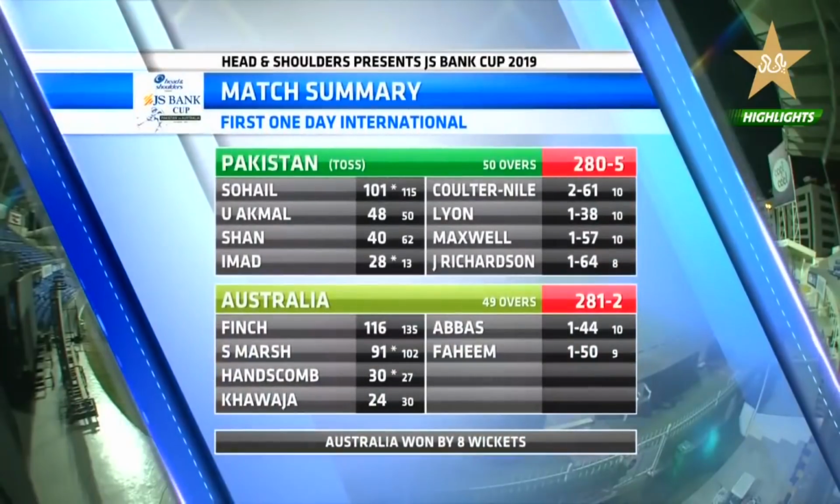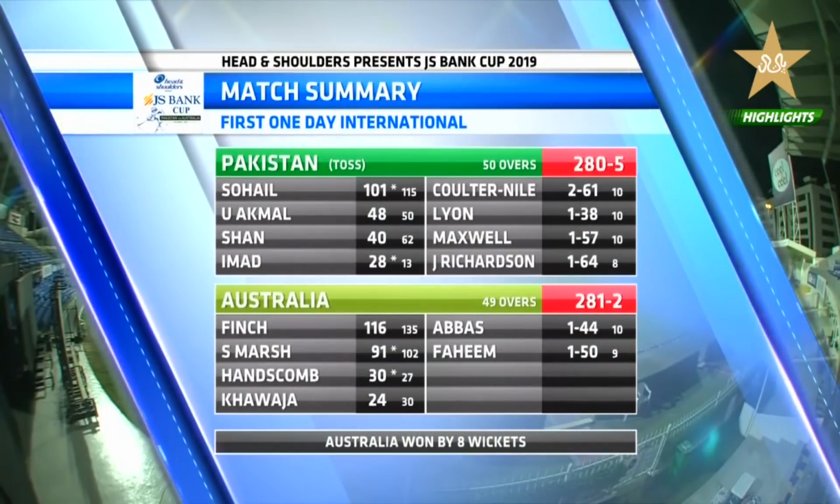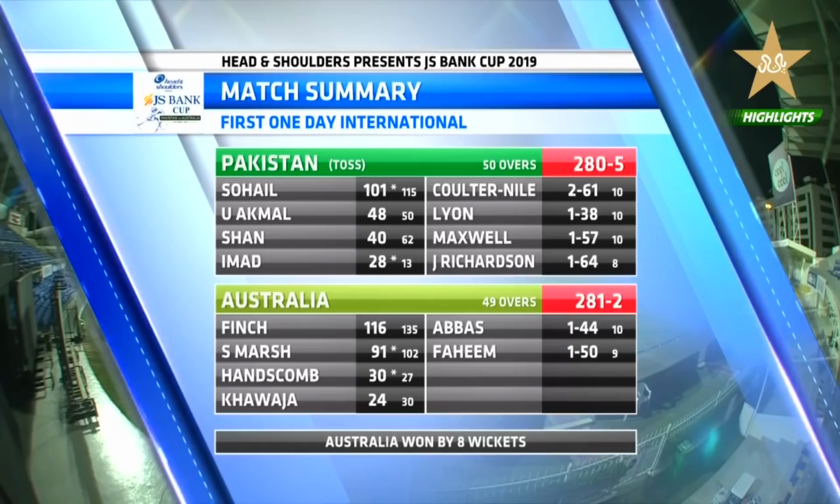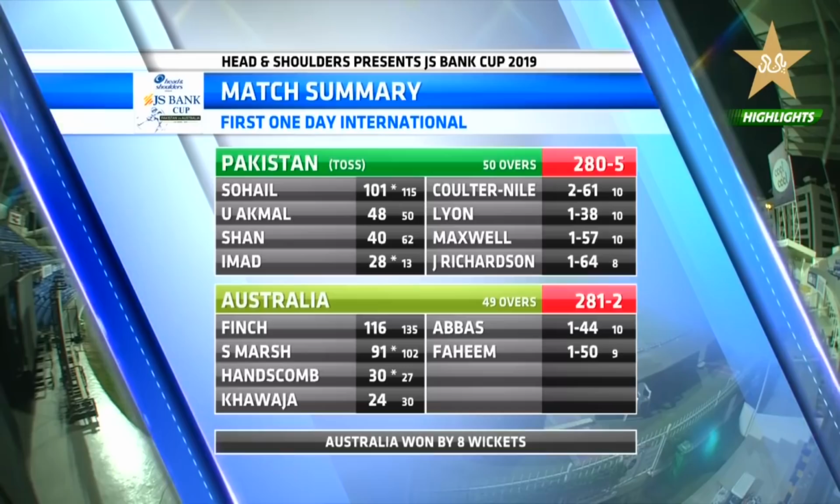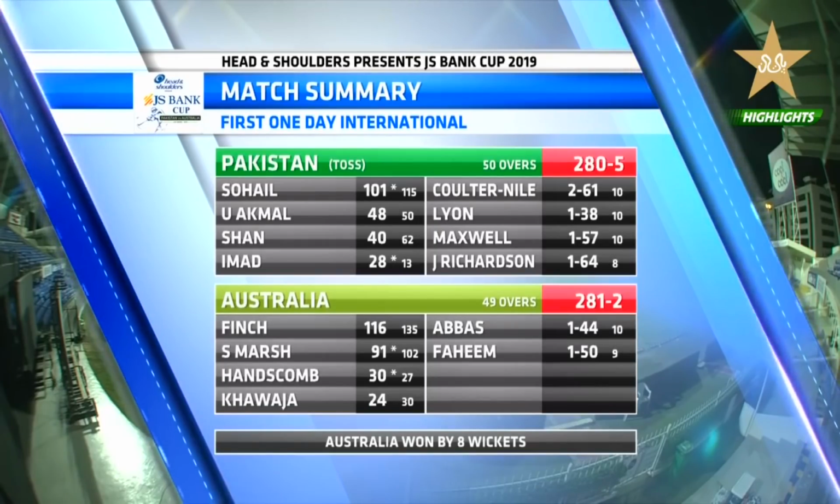Right, an upshot of the game then. Pakistan 280 for the loss of 5. Sohail got 100, his maiden ODI 100, and Australia in reply 281 for the loss of 2. Pakistan stretched them till the 49th over, but Australia had it covered. Finch with 100, Marsh with a 91 not out. Handscomb batted well, 30 not out from 27 balls, and Australia romp home and win by 8 wickets.